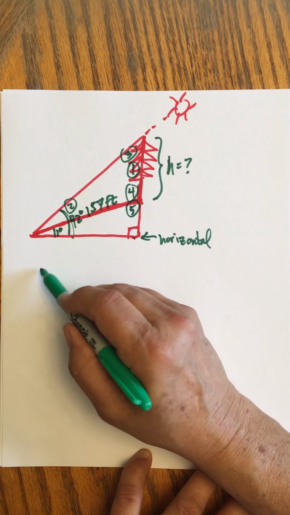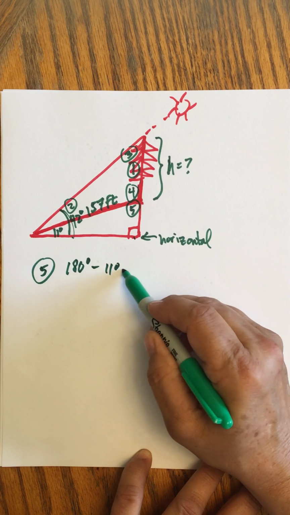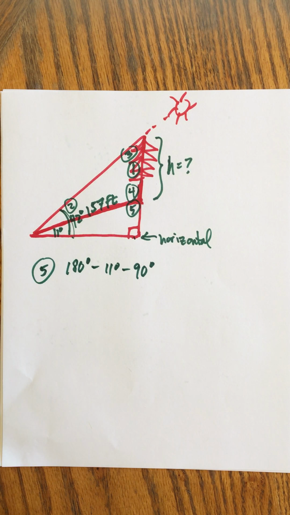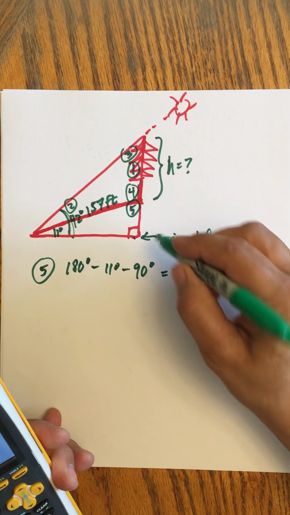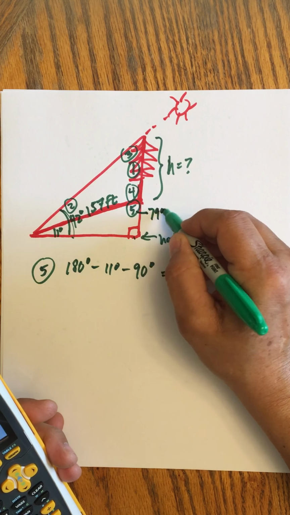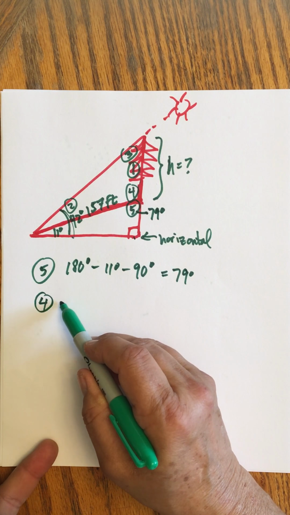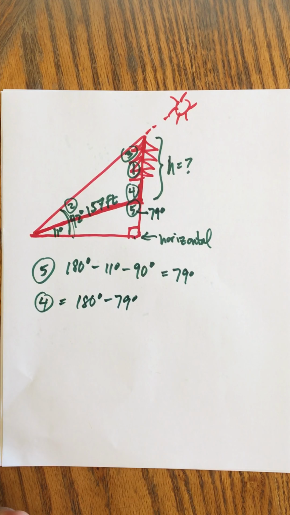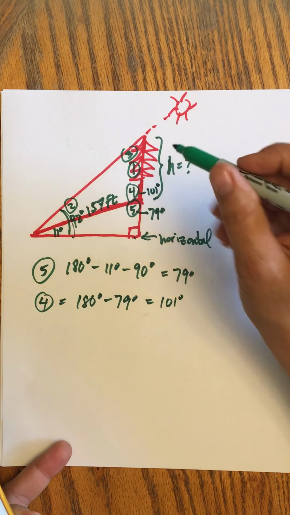So to find angle 5, that's 180 minus 11 minus 90, right? So let's go ahead and do that. So that's going to be 79 degrees. Yay! So this is 79 degrees. If that's 79 degrees, I know that to find angle 4, I know that 180 minus 79, right? So here we go, 101 degrees. So now I know that's 101 degrees.